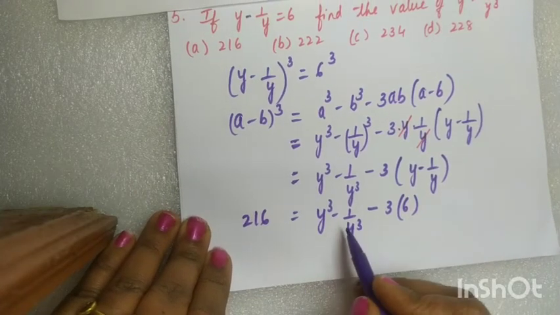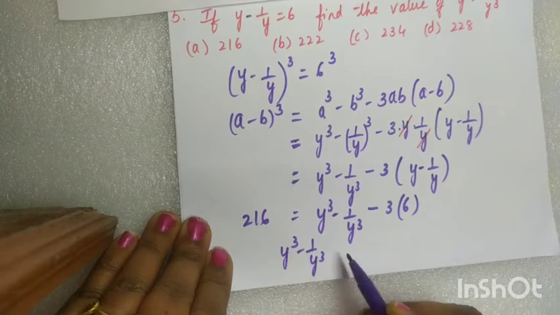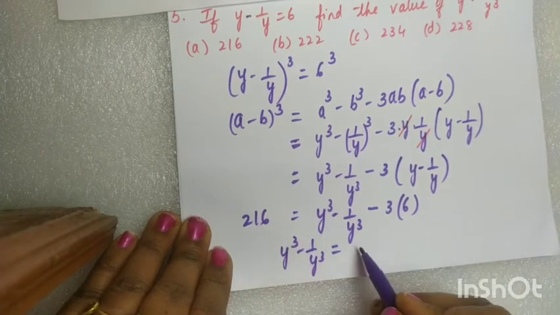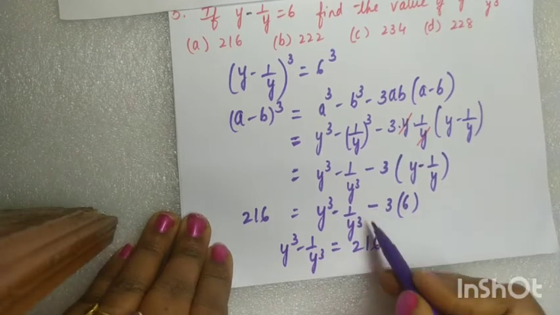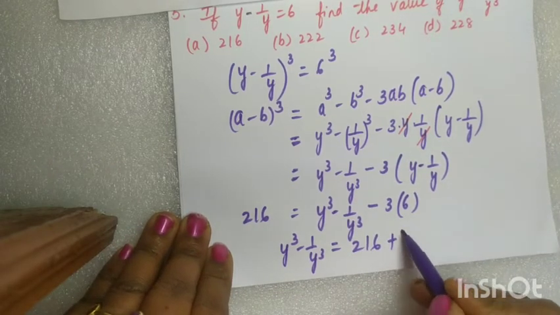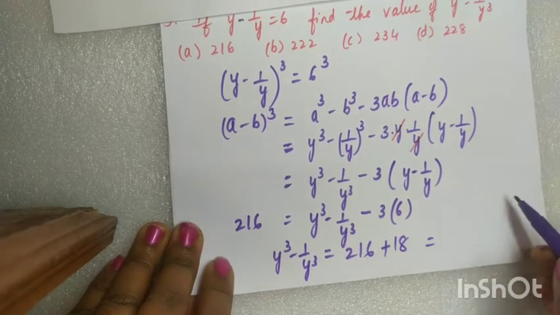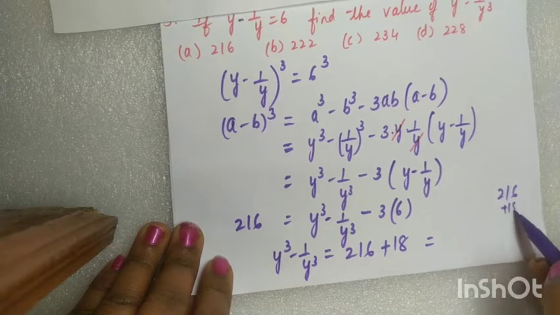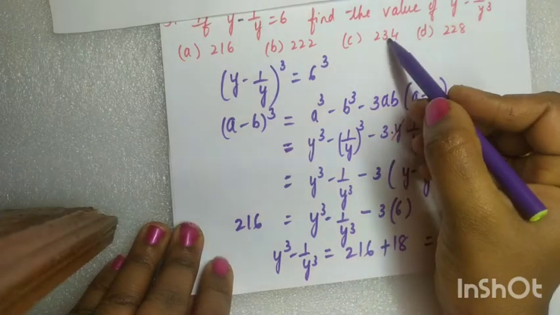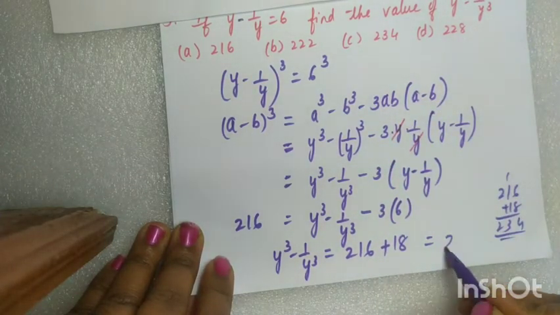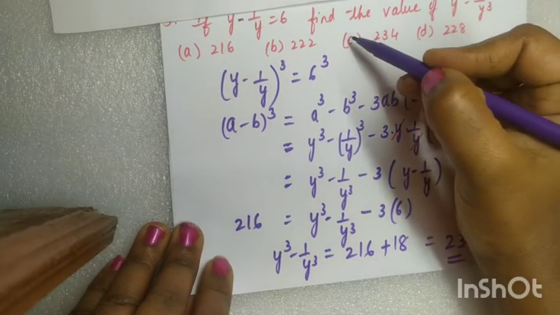Now what do we want here? We need y cube minus 1 by y cube, which is equal to, by transposing, 216, and shifting this, it becomes plus 6 3s are 18. So the answer will be 216 plus 18, which is 234. Do we have this 234 here? Yes, it is 234. So option C is the correct answer.